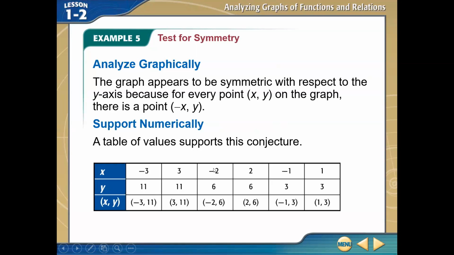When we plugged in negative 2, we got 6. When we plugged in 2, we got 6. When we plugged in negative 1, we got 3. When we plugged in 1, we got 3. So this supports that we have y-axis symmetry.